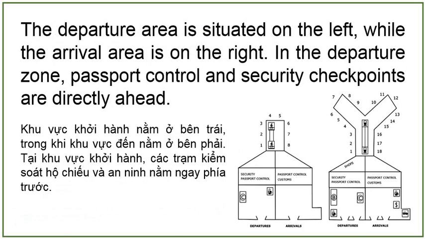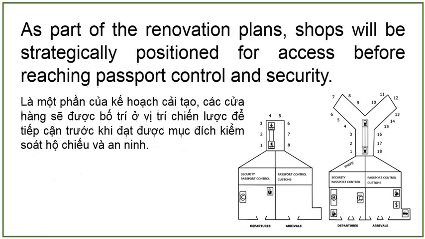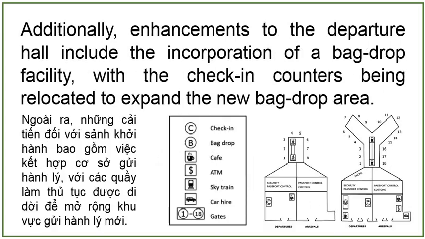The departure area is situated on the left, while the arrival area is on the right. In the departure zone, passport control and security checkpoints are directly ahead. As part of the renovation plans, shops will be strategically positioned for access before reaching passport control and security. Additionally, enhancements to the departure hall include the incorporation of a bag drop facility, with the check-in counters being relocated to expand the new bag drop area.